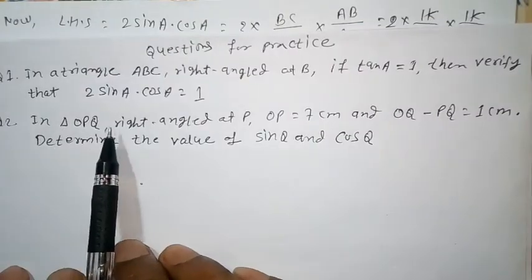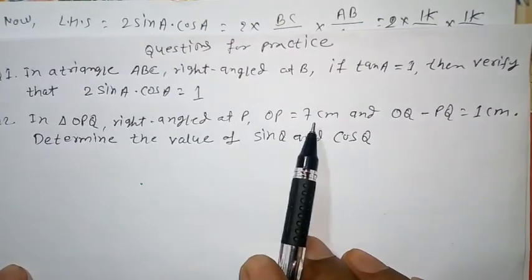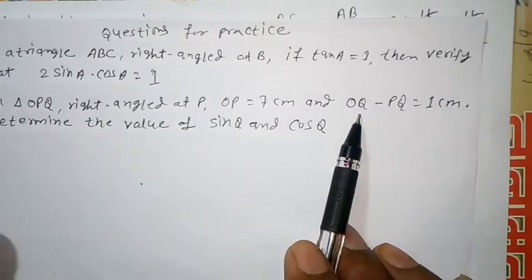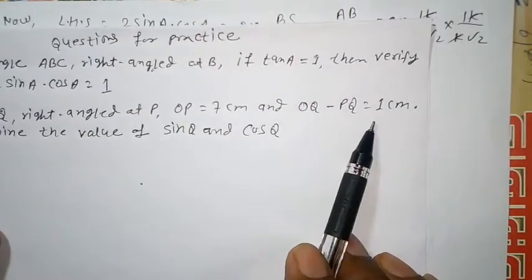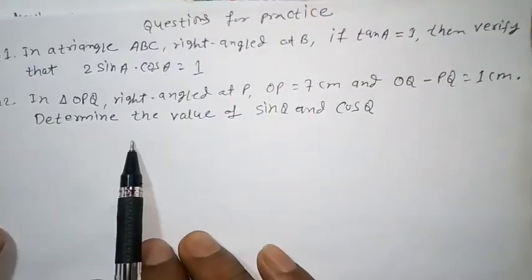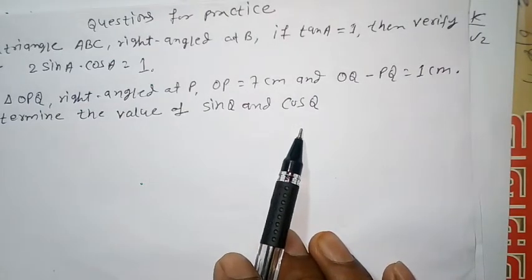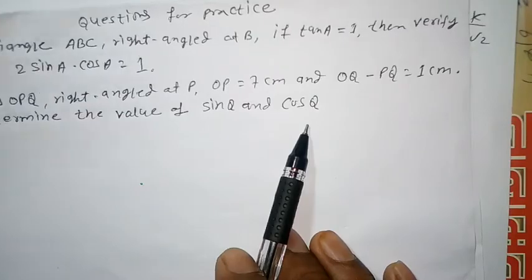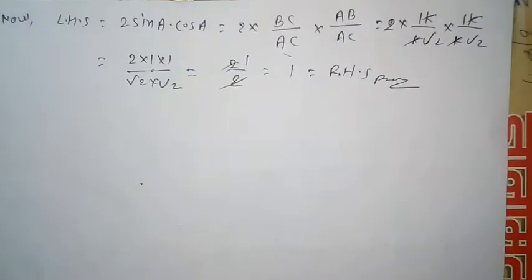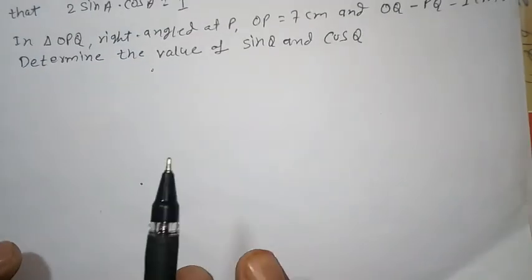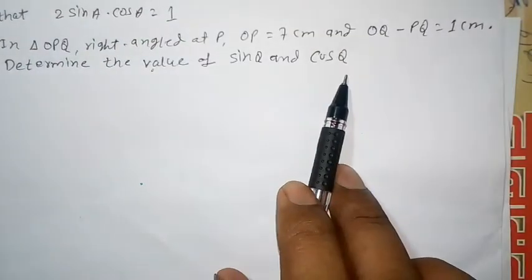In triangle OPQ right angled at P, OP is equal to 7 cm and OQ minus PQ is equal to 1 cm. Determine the value of sin Q and cos Q. Okay.